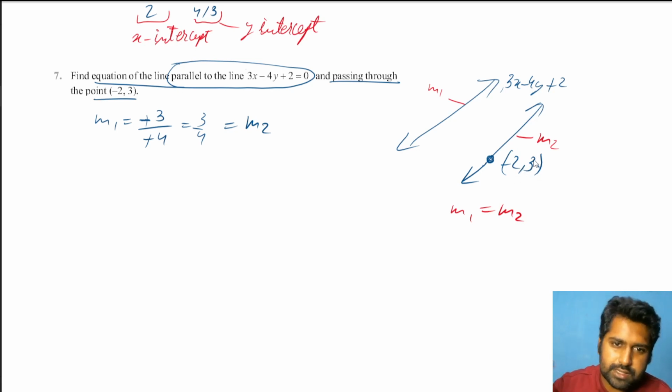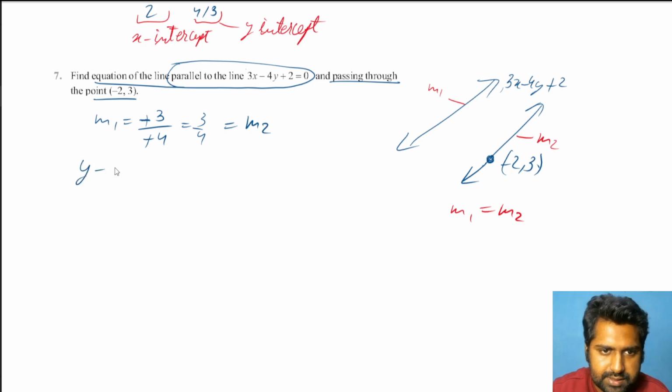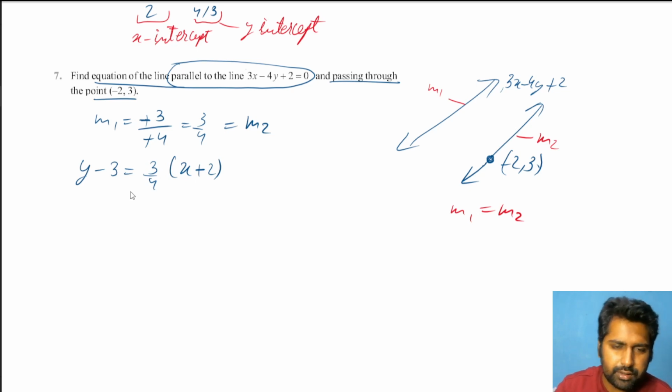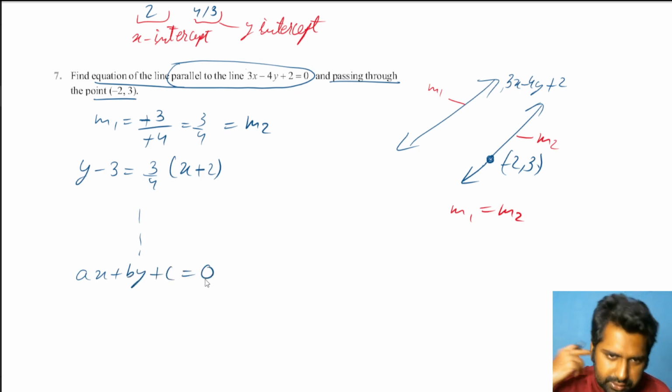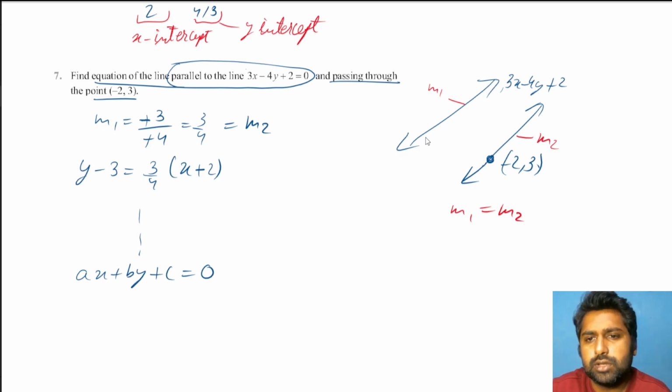Now you know m2, the slope of this line, and the passing point. Same thing that we discussed in the last class. y minus y1, passing point 3, is equal to slope 3 by 4, x minus minus 2, that's plus 2. I'm not rearranging it. You can rearrange and get your final answer in the format ax plus by plus c equal to 0. But I hope you get the gist of it. The question was saying that the two lines were parallel, so I used m1 equal to m2. I calculated m1 quickly using this. All right, let's do the next one now.